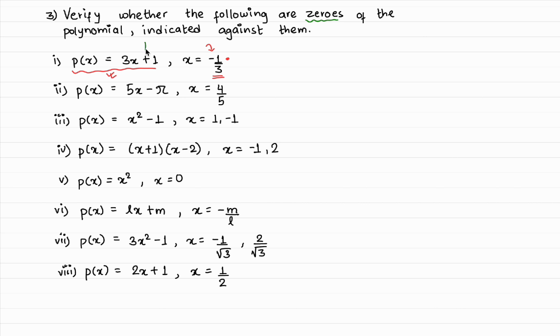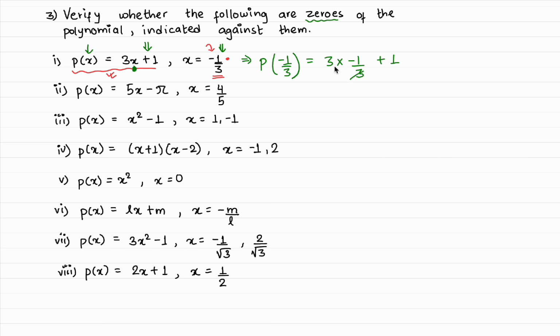So the polynomial in our first question is 3x plus 1, and we have to check whether minus 1 by 3 is a 0 of this polynomial. We check it by doing this. In the place of x you put this number p, so we have minus 1 by 3. We are plugging this value minus 1 by 3 in x, and we get 3 times our x over here, which is minus 1 by 3, right? So minus 1 by 3, and then we have plus 1.